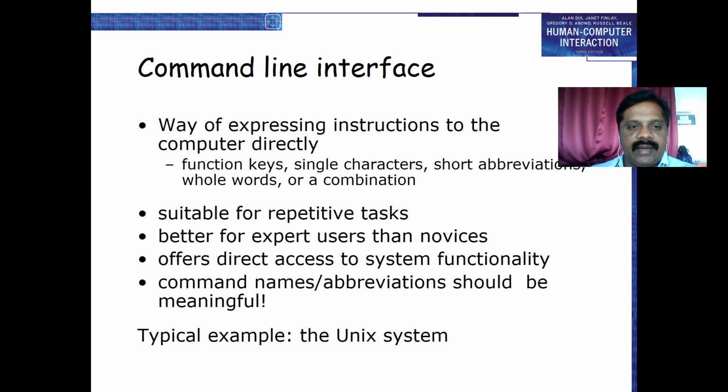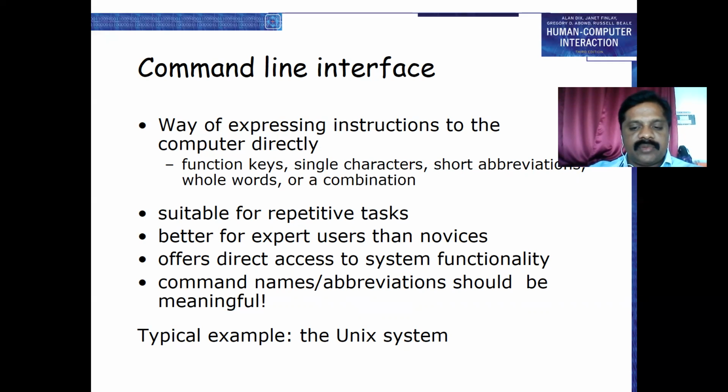The first was command line interface. We are expressing instructions to the computer directly. So this is called a command line interface. For example, function keys, single characters, short abbreviations, whole words, or a combination. The next point: it is suitable for repetitive tasks, better for expert users than novices, and offers direct access to system functionality.